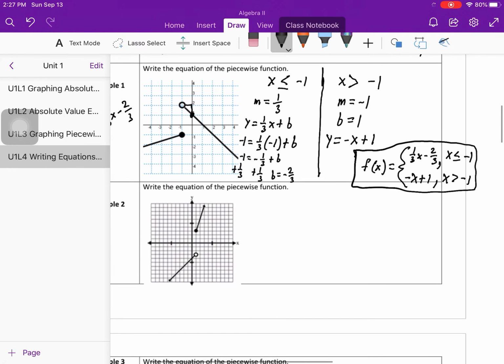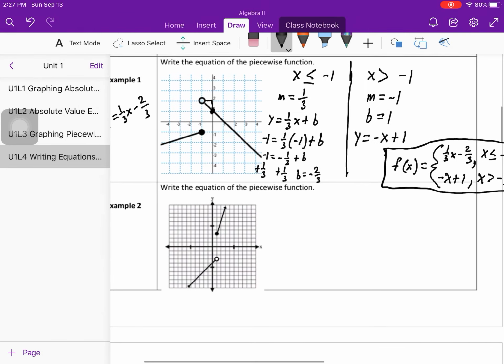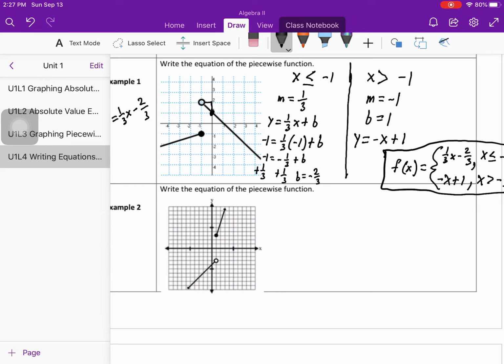So let's continue on here. Let's look at this next one. So I'm going to go ahead and split this in half here. All right, so it looks like this time our x value is going through x equals positive 1. So on the left side, this one right here, that's going to the left, so it's less than positive 1. This one doesn't have the equal sign because it's an open circle, which means the other side is x greater than or equal to 1.